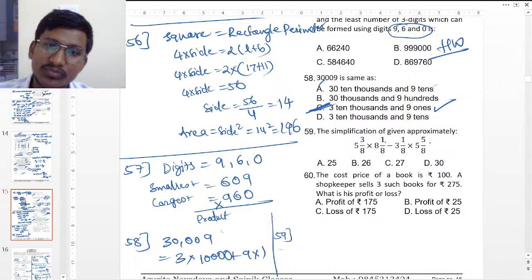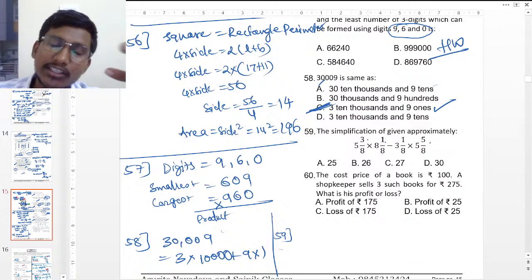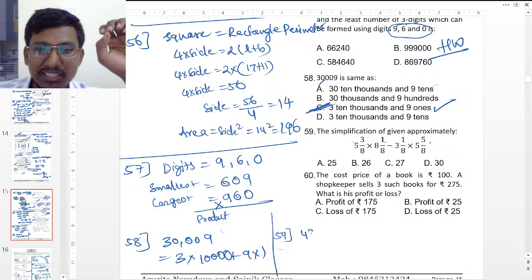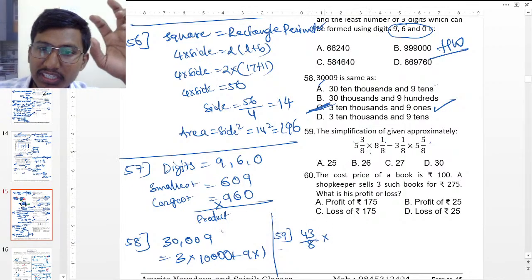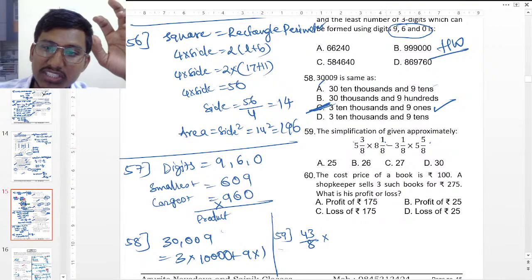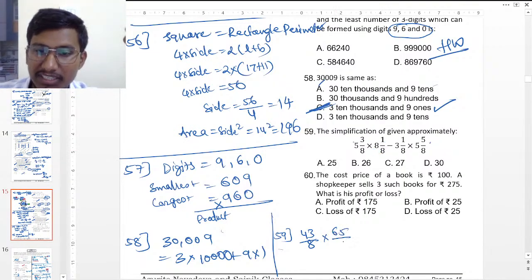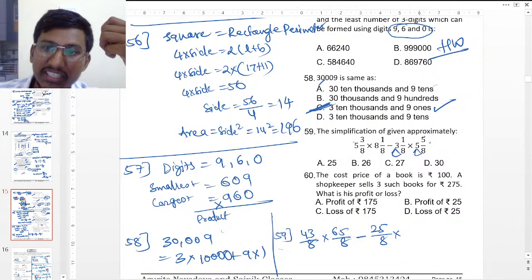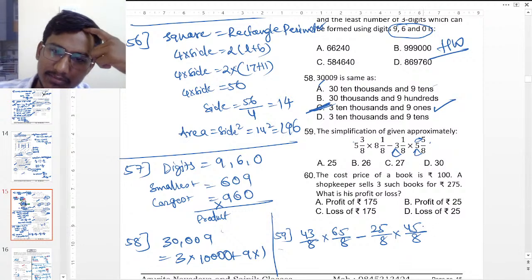So how do we do? If you make it into improper fractions: 8 5s are 40, 40 plus 3 is 43, 43 by 8, and then into 8 8s are 64, 64 plus 1, 65 by 8, minus 8 3s are 24, 24 plus 1, 25 by 8, into 8 5s are 40, 40 plus 5, 45 by 8. Okay, so this is how it is.